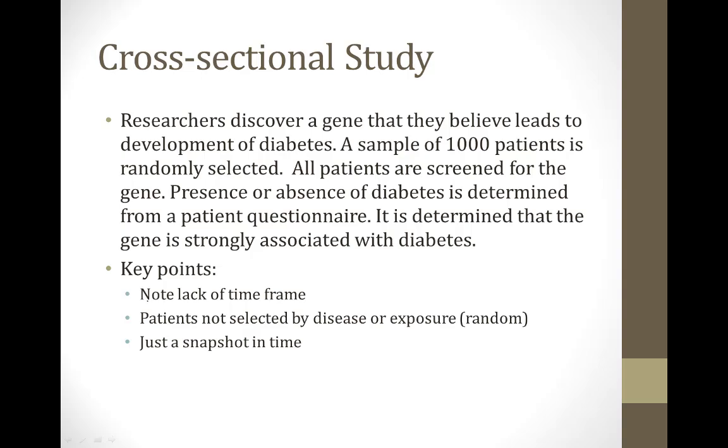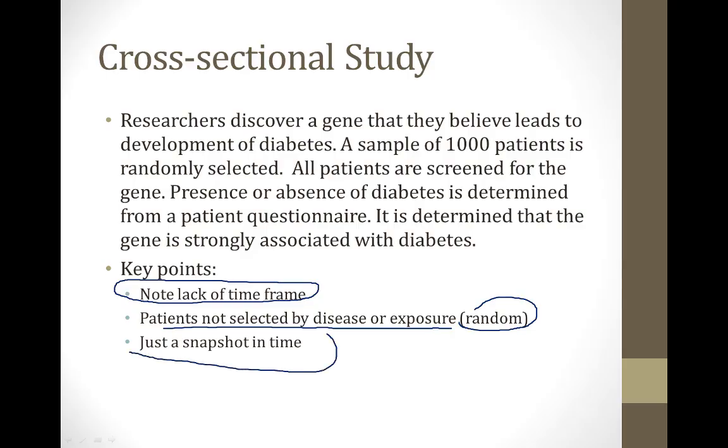So key points here. Note the lack of a time frame. They are not following patients for years, so this makes it very likely it's a cross-sectional study. Note that the patients are not selected by disease or exposure, which is the way they're selected for cohort and case control studies. They're selected randomly. And then note again that this is really just a fancy snapshot in time. They're just grabbing 1,000 random patients and looking at what they look like right now in time. And that's what a cross-sectional study does.